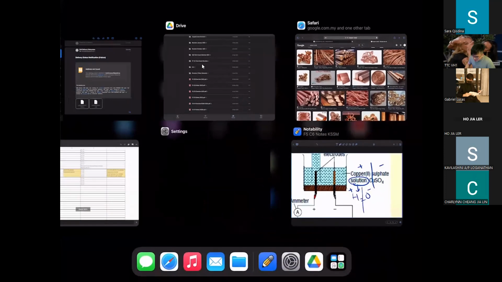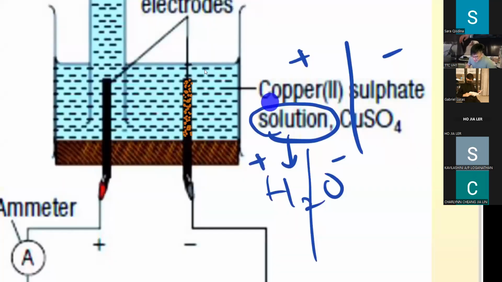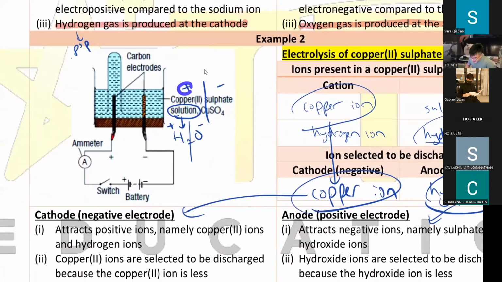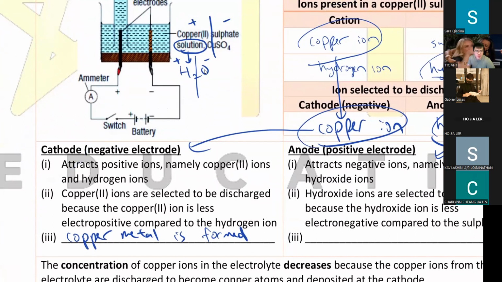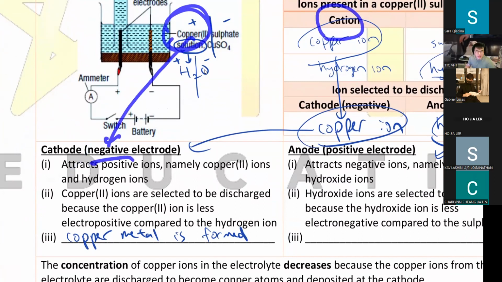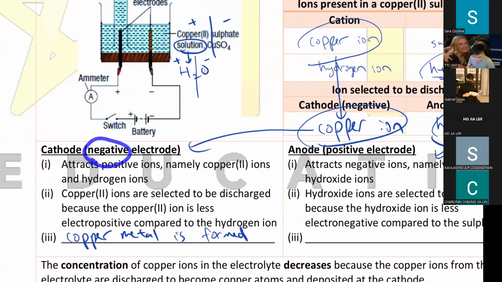Why is copper going to cathode? Because copper is positive, right? Copper is the guy, right? Copper is the cation, right? Cation goes to cathode. Cat, remember? Cat. Cation is positive. I am going to negative. This girl attracts this guy. Are you okay? Girl will attract guy. Guy will attract girl.